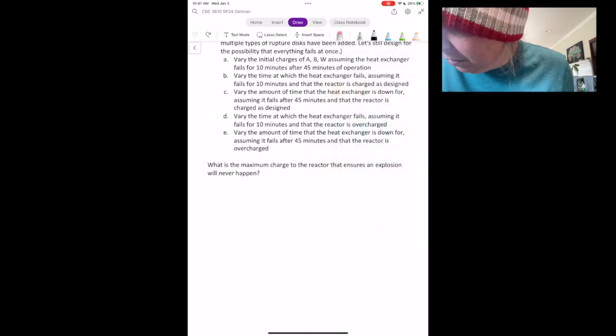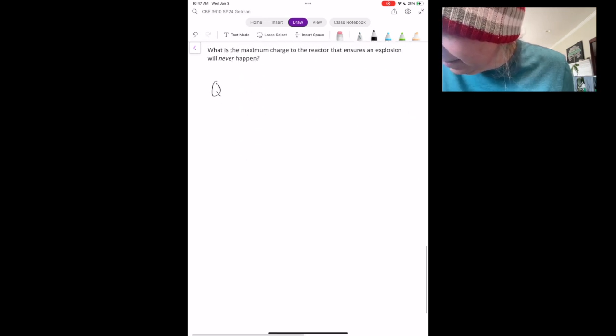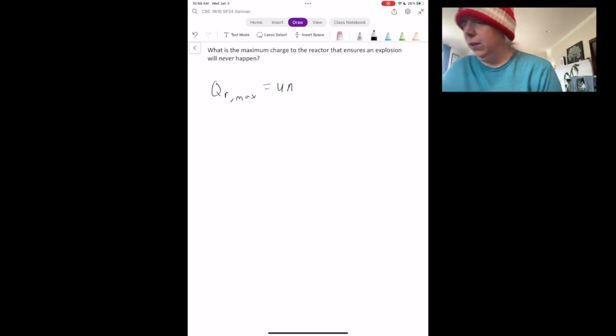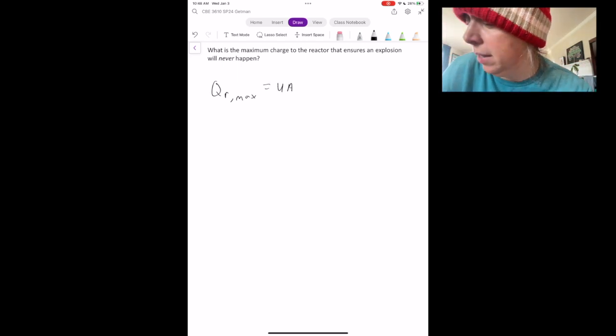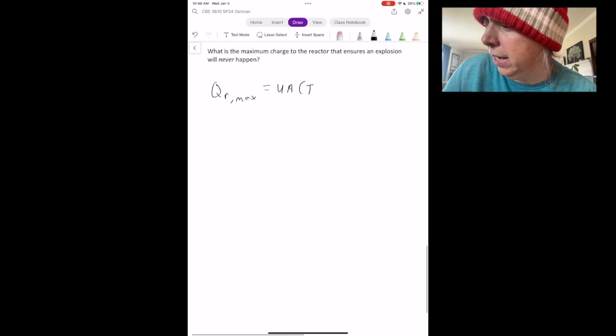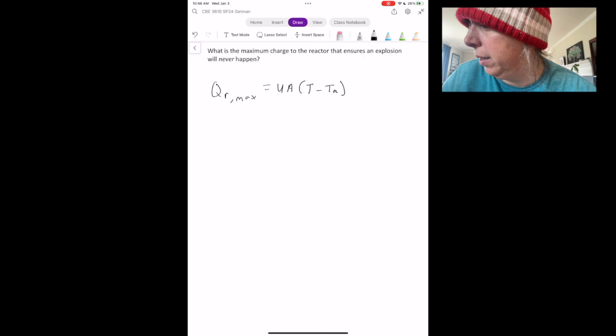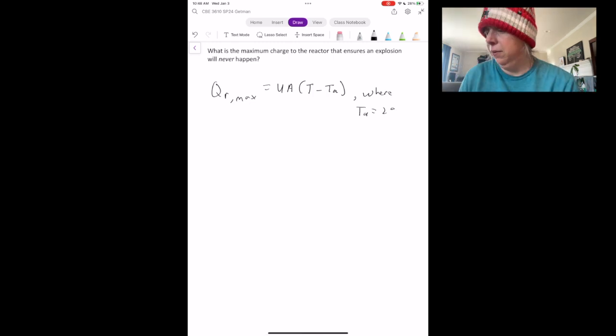Okay, so QR max. This is going to be this heat transfer coefficient times the temperature in the reactor, T minus TA. TA in the maximum cooling case is going to equal 25 degrees C, or 298 Kelvin. So this expression also here is for the maximum cooling rate.